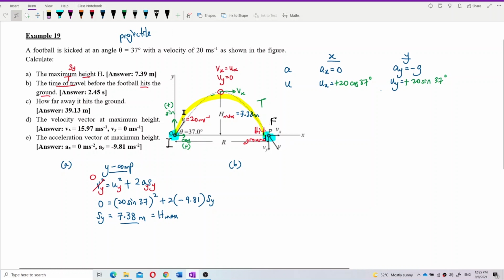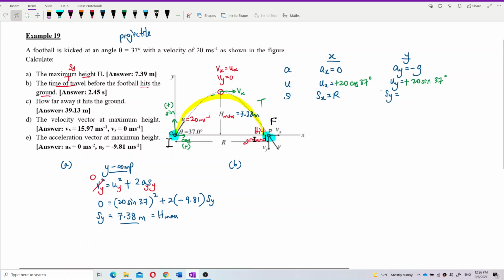Okay, displacement. First of all, we look at displacement. sx means the range. This is the initial point, this is the final point. So this is the x displacement. X displacement is the range. And sy is the vertical displacement. This is our initial point and this is our final point.